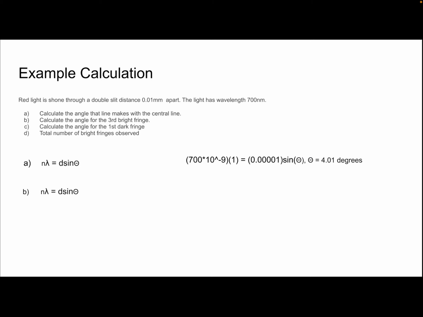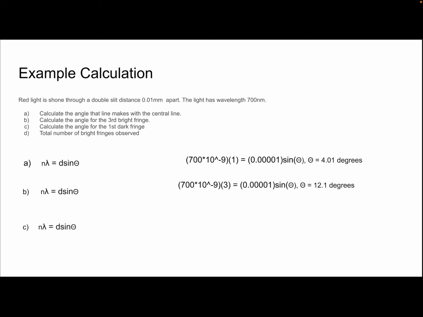Looking at question B, we want to calculate the angle for the third bright fringe. So the third bright fringe is going to be n equals 3. It's going to be the exact same process, except our n equals 3. This time, you should see that theta equals 12.1 degrees.